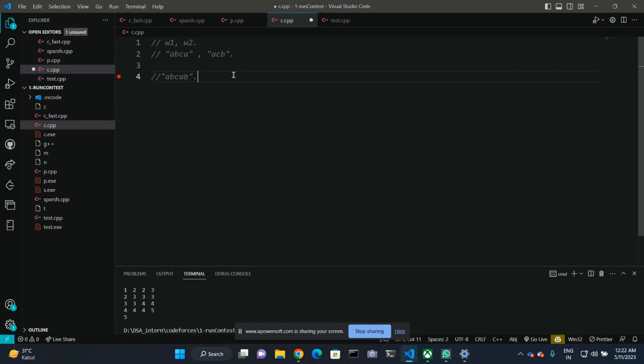In this string, there are two subsequences. One is A, B, C, A, the first prefix of four characters, and the next subsequence is A, C, B. So this string contains these two. So my answer, the length of the shortest supersequence, will be 5. Four you cannot do. This is the shortest, this is the answer.